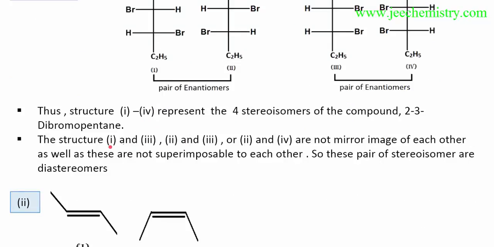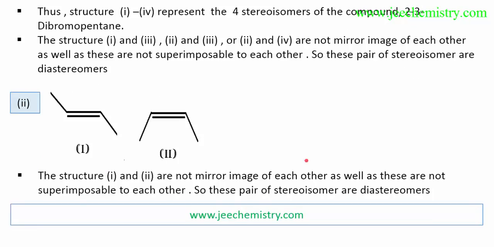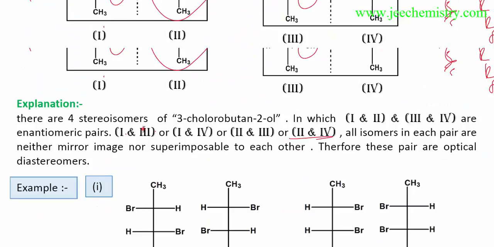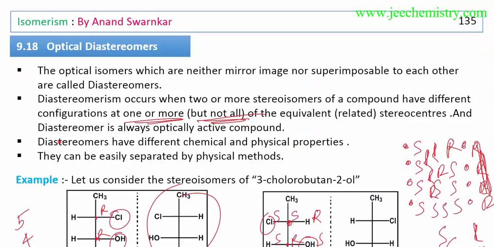So 1st and 3rd, 1st and 4th, 2nd and 3rd, 2nd and 4th are optical diastereomers. They are neither mirror image to each other nor superimposable to each other. So this pair of stereoisomers are diastereomers. These two compounds, 1 and 2nd, are also neither mirror image nor superimposable, so this pair is a diastereomer. I have already explained some properties of diastereomers. Diastereomers have different chemical and physical properties, so they can be separated by a physical method. There is a topic about the physical method of separation of optical diastereomers that we will learn later.